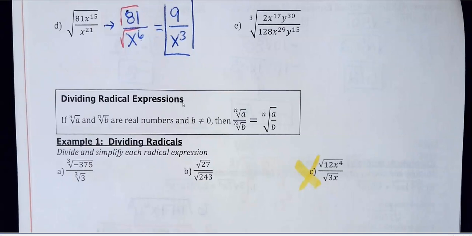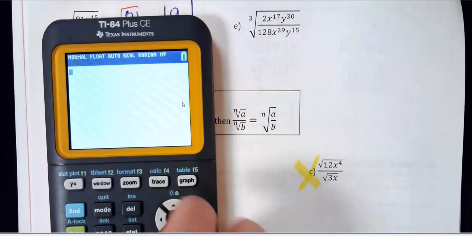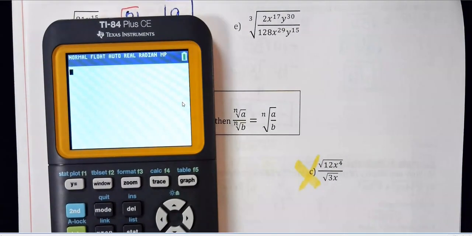Okay, now one more real quick, and I just want to show you this because this has a fraction again. All right, so I got two numbers. I got a 2 on the top, and I got a 128 on the bottom.